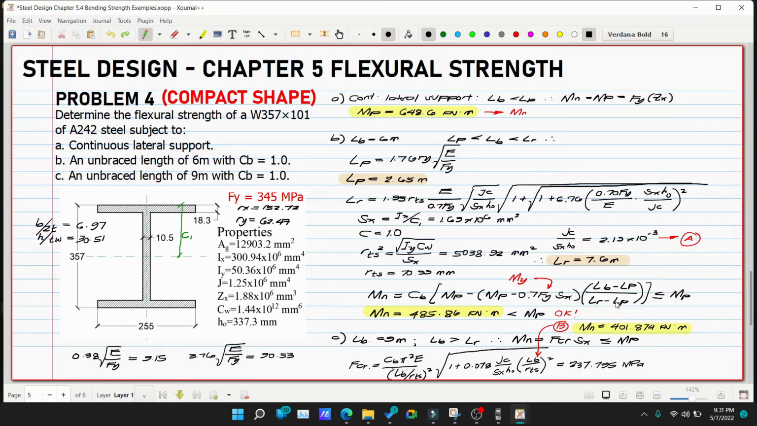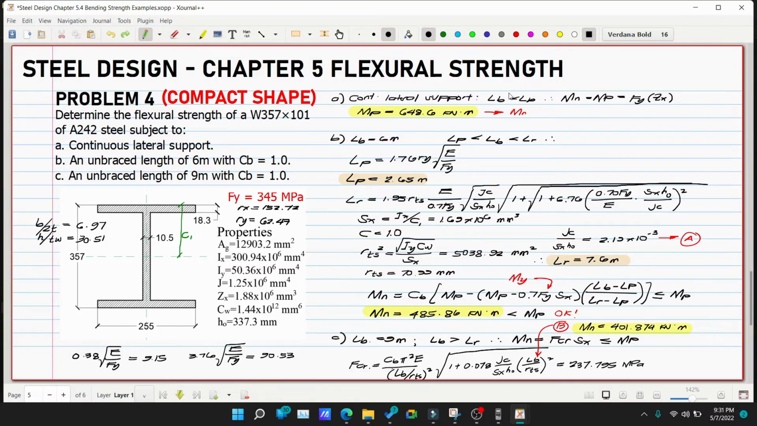Ito lang kasimple yung ating problem number 4. So, wala naman siyang masyadong pinagbago sa ating problem number 3. Ang pinagkaiba lang is nagkaroon tayo ng different conditions sa kanyang unbraced length. So, nagbigay lang yung ating problem number 4 ng different unbraced length. So, sa letter A, continuous lateral support. Sa letter B, 6 meters, which is pumasok sa limits natin na kung saan greater than siya sa LP but less than LR. Kaya iba yung naging equation ng ating MN.